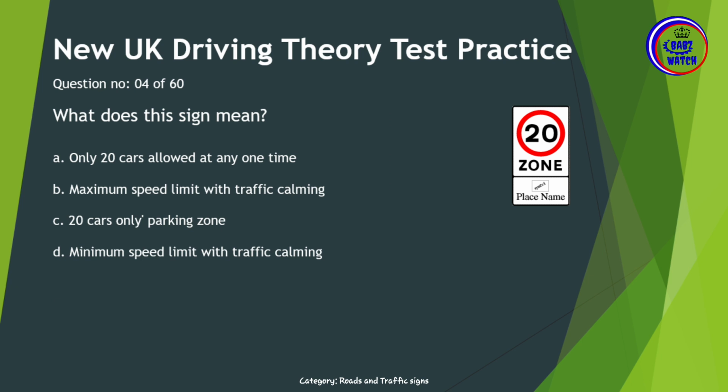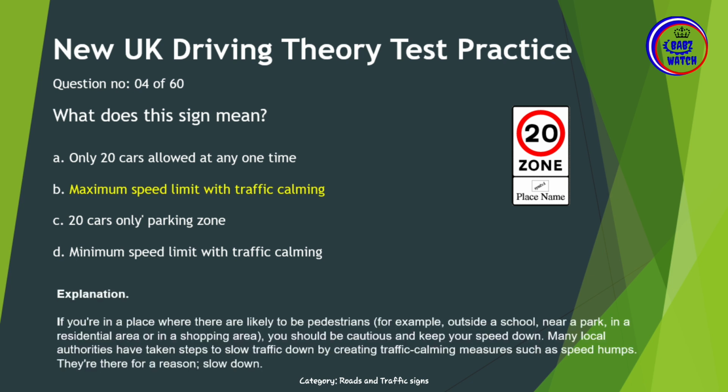Question 4 of 60. What does this sign mean? A. Only 20 cars allowed at any one time. B. Maximum speed limit with traffic calming. C. 20 cars only, parking zone. D. Minimum speed limit with traffic calming. The correct answer is B. Maximum speed limit with traffic calming.